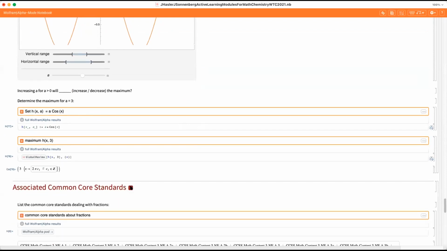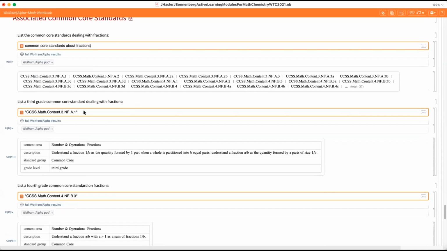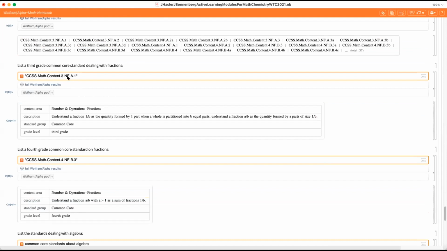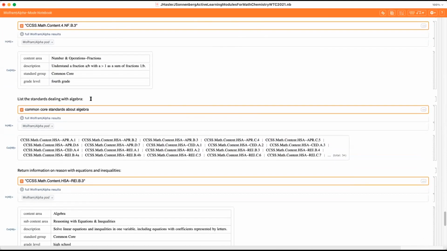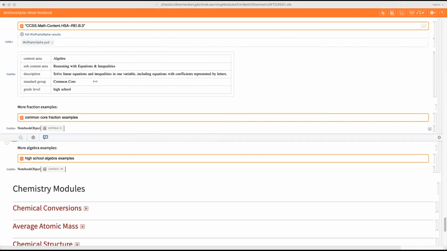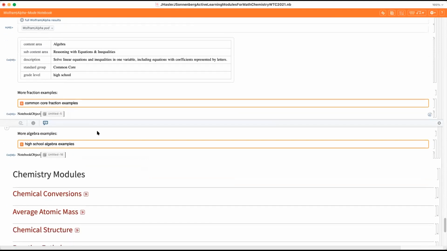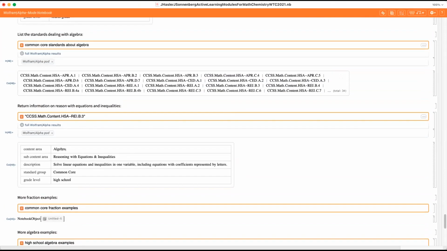And then I just wanted to point out we also have all the Common Core standards, so you can list all those Common Core standards about fractions. If you know the particular Common Core standard, you can just type that in and you'll get information on that particular standard. You can find out all the algebra standards. And not only that, but you can type in Common Core fraction examples, evaluate that, and it'll produce in our notebook a bunch of different activities that you can explore. And it's adjusted by grade level there. And then also high school algebra as well. So we get that information there.